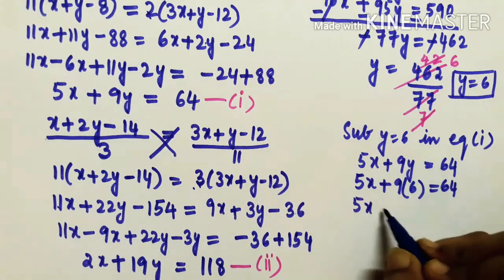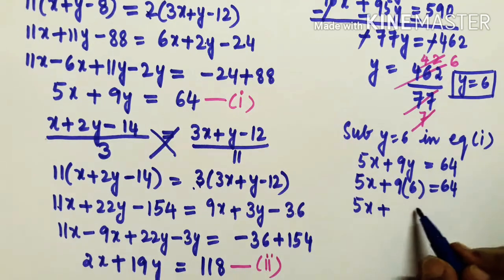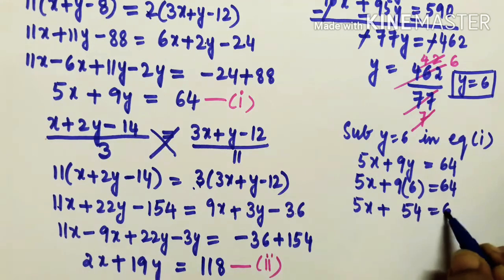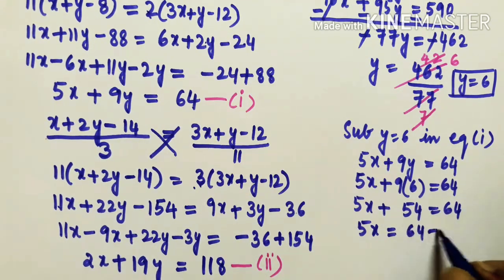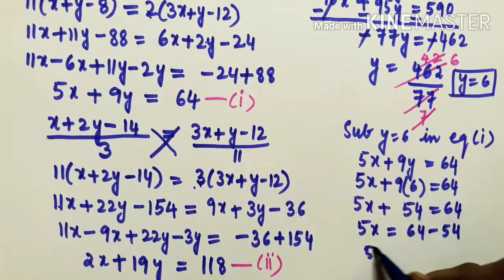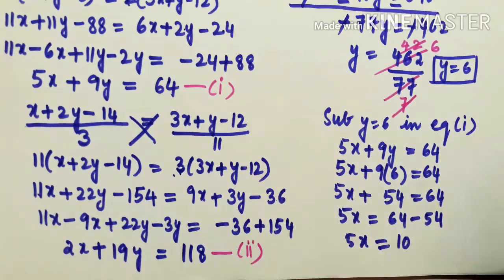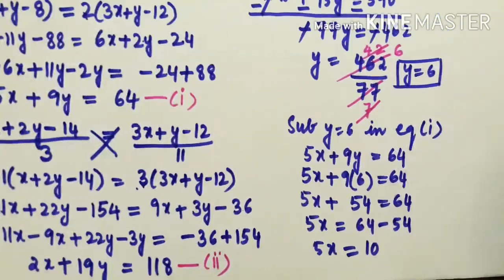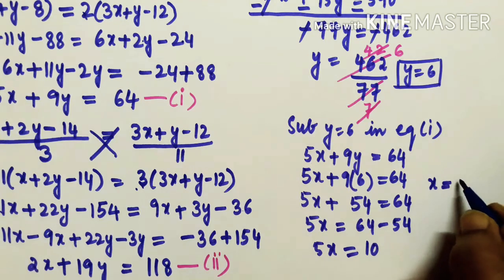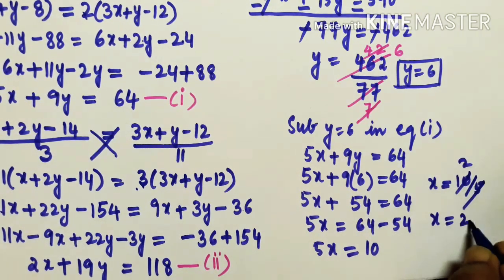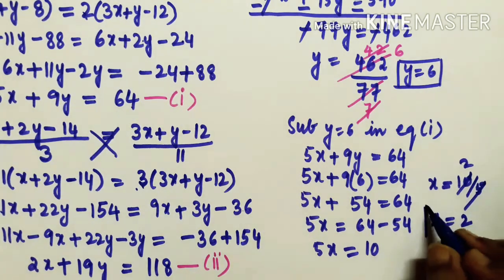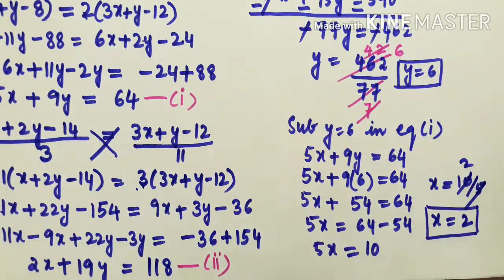Now 5x plus 9 sixes are 54 equal to this 64. Now 5x equals to this 64 minus 54. Now 5x equals to 10, 64 minus 54 will give you 10. Then after that, x equals to 10 by 5. So 5 ones are 5, 5 twos are 10. X equals to 2. So this is how you got the value of x. So x equals to 2 and y equals to 6.